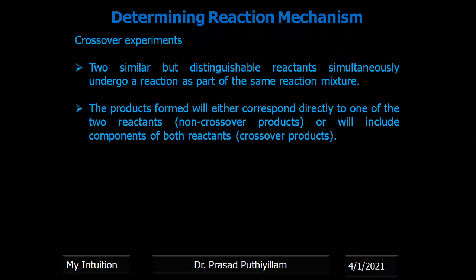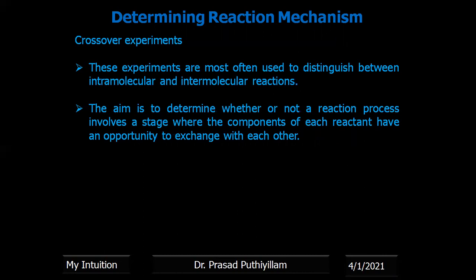It is usually done with two similar but different reactants, or distinguishable reactants, that simultaneously undergo a reaction as part of the same reaction mixture. That means two different reactants are simultaneously taken for the reaction in a reaction mixture. Then the product formed will either correspond directly to one of the two reactants, which is known as a non-crossover product, or will include components of both reactants, that is a crossover product.